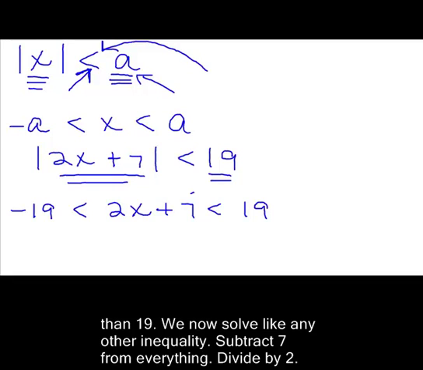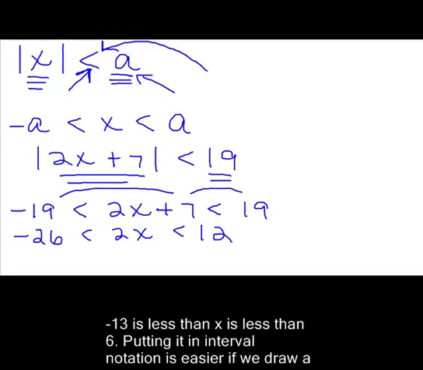Now, this one will solve just like we would any other inequality. We'll subtract 7 from every piece. So when I subtract a 7 from negative 19, I get negative 26. When I subtract a 7 from positive 19, I get 12. Now I'm going to divide everything by 2. So I'm going to get negative 13 is less than x is less than 6.